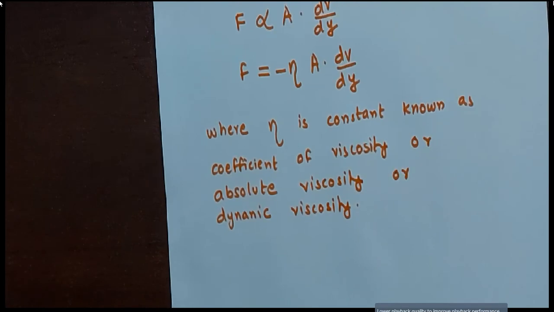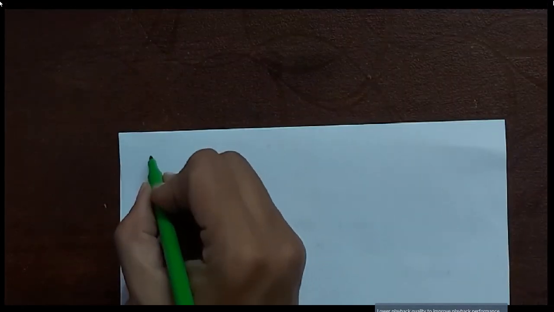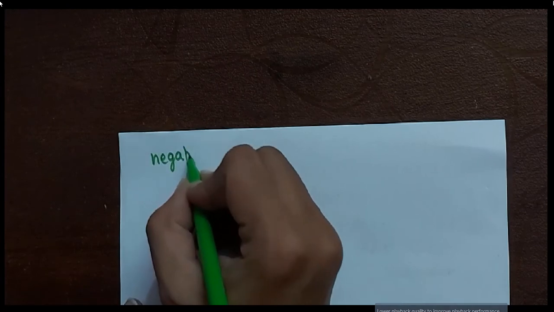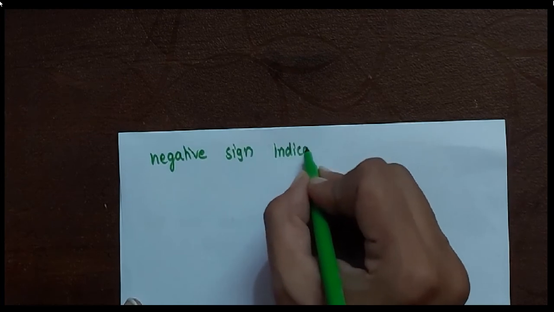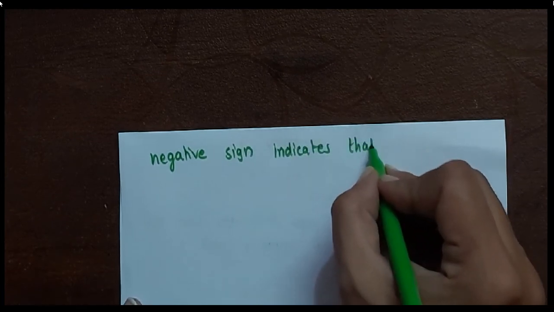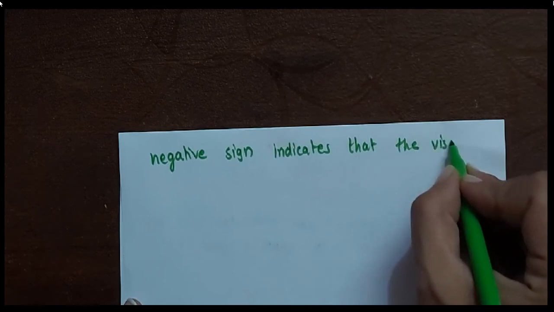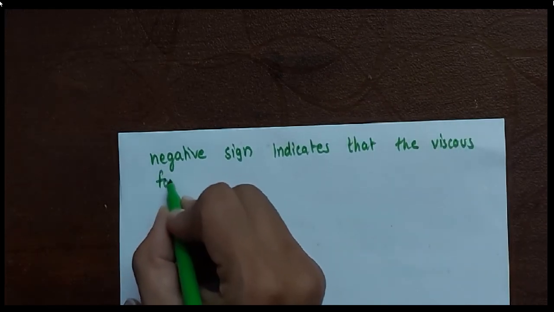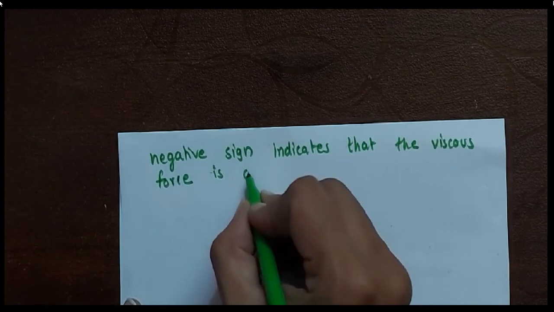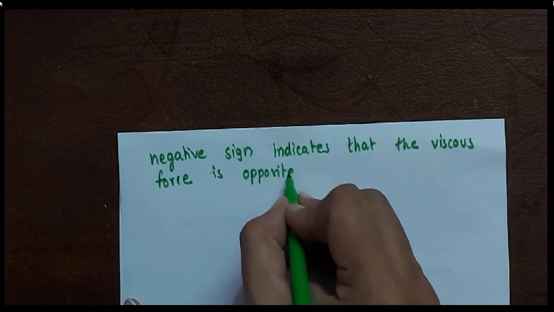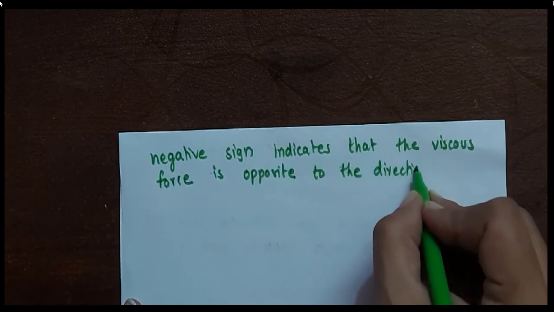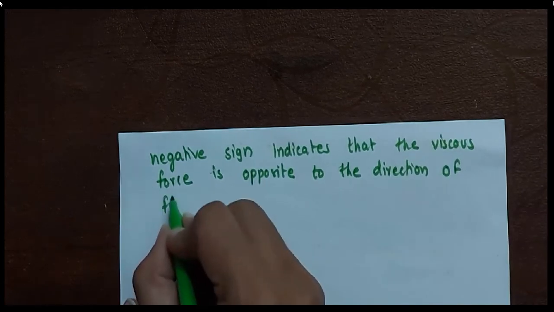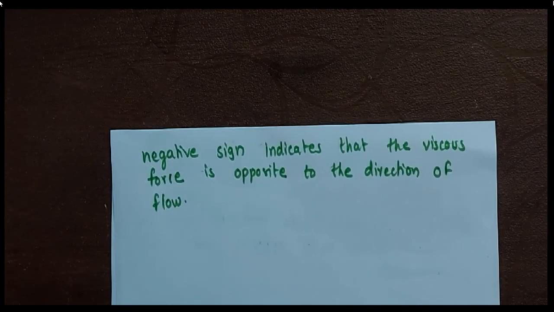negative sign indicates. So negative sign indicates that the viscous force is opposite to the direction of flow. Very important. The direction of flow and the viscous force, they are opposite to each other.